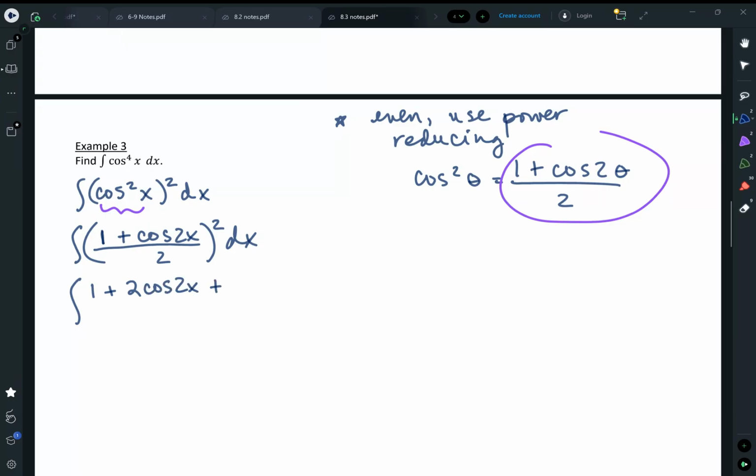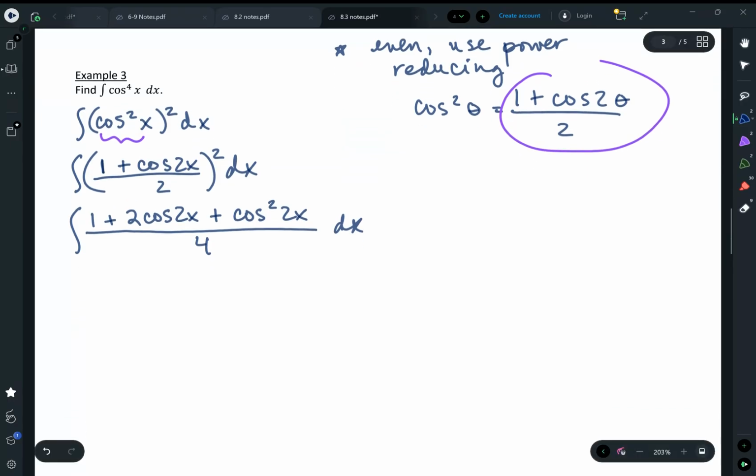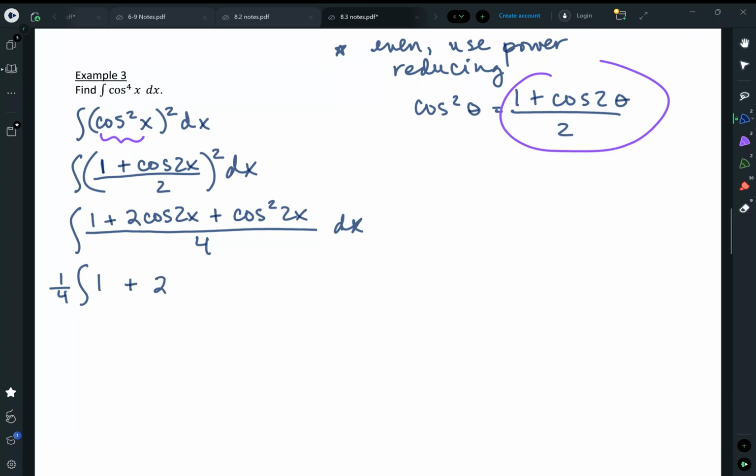And then my last term squared would be cosine squared 2x, which is really cosine of 2x and then the whole thing squared. My denominator I have to square as well. That's going to be 4. So at this point, you can see we're going to have to do power reducing again. So I can factor out a 1/4 from everything. And then my next job is going to be applying the power rule one more time to my cosine squared 2x. So this is what I have right now.